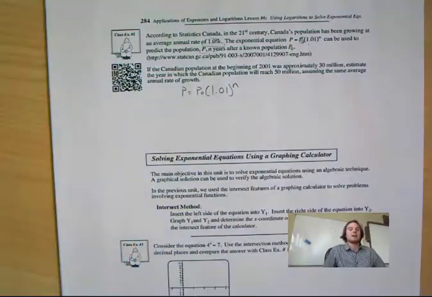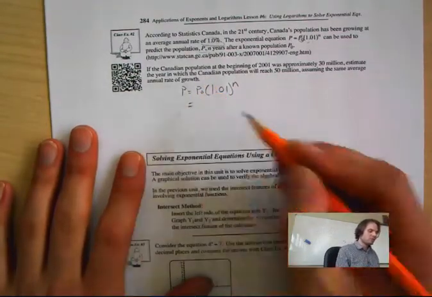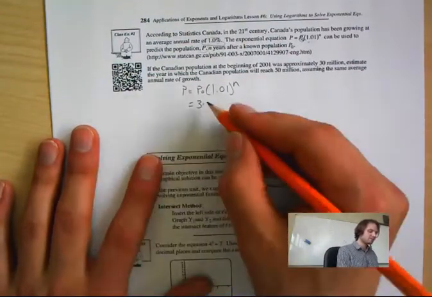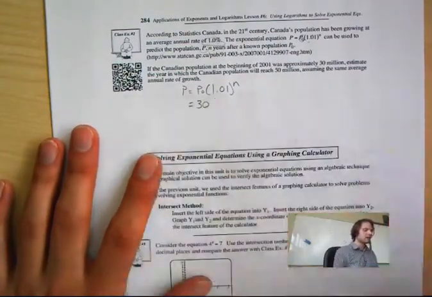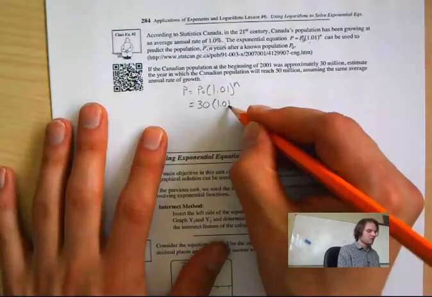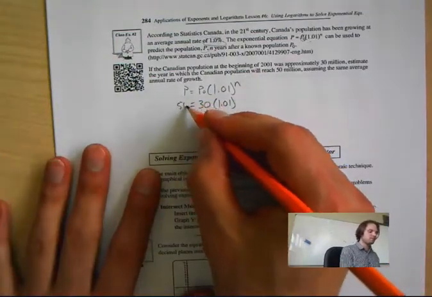Okay, now it says, if the Canadian population at the beginning of 2001 was approximately 30 million, so we're looking at 2001, it's 30 million, so that's my initial. How many years will it take the Canadian population to reach 50 million?